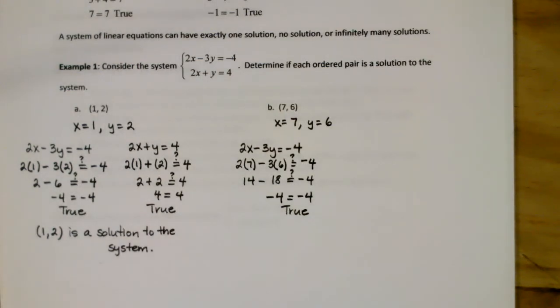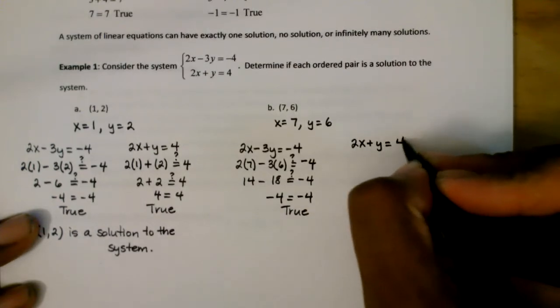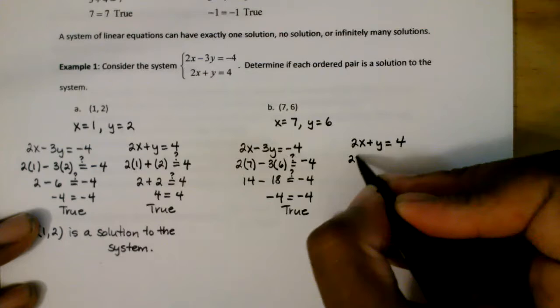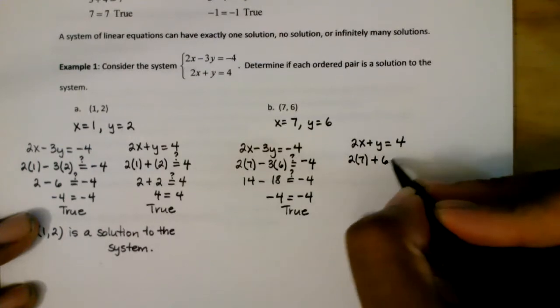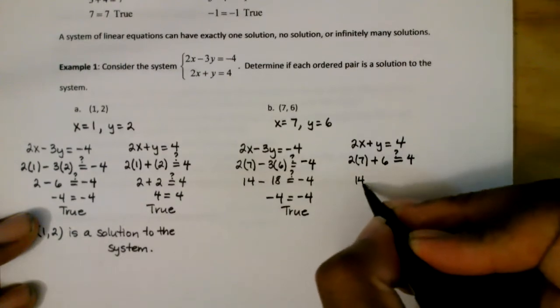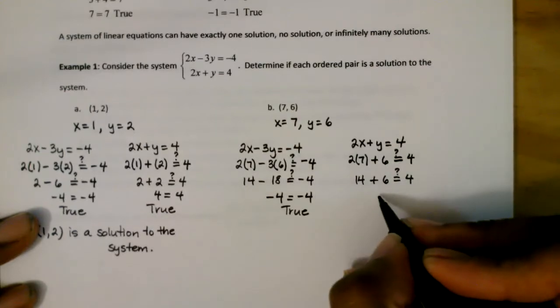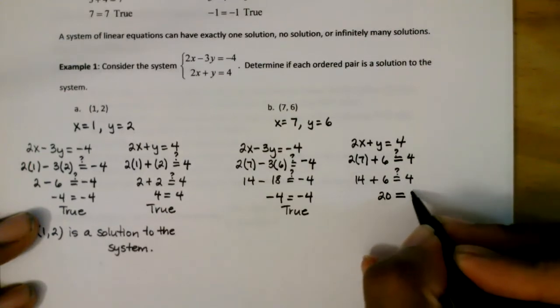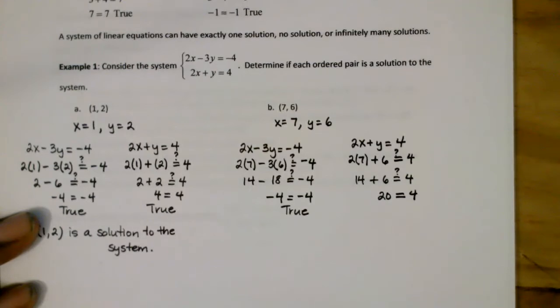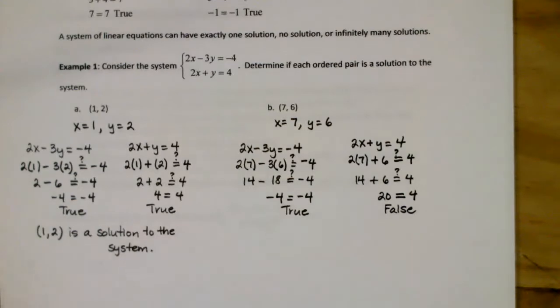But what about the second equation, which is 2x plus y equals 4? Well, the x is going to be 7, so it'll be 2 times 7 plus y, which is 6. I want to know if that's going to be equal to 4. Well, 2 times 7 is 14, and is 14 plus 6 going to give me 4? If I add 14 and 6 together, I get 20. This is what I get: 20 equal to 4. That is definitely a false statement because 20 does not equal 4.